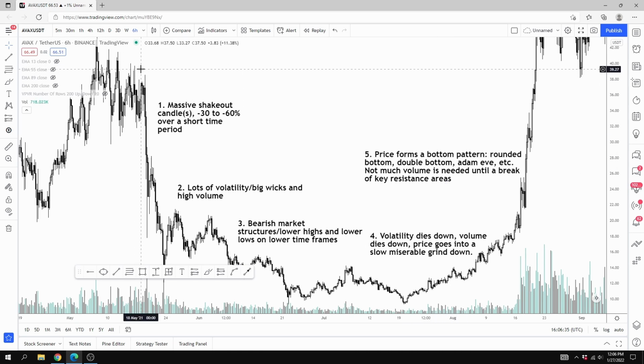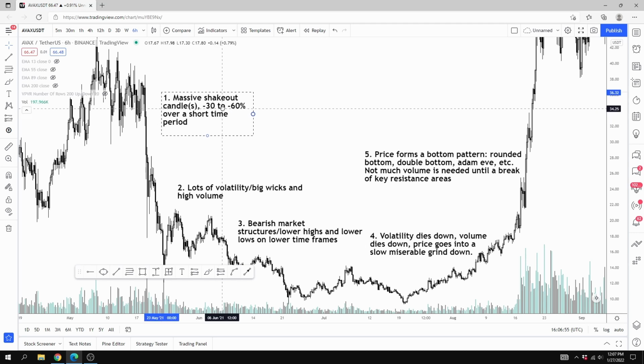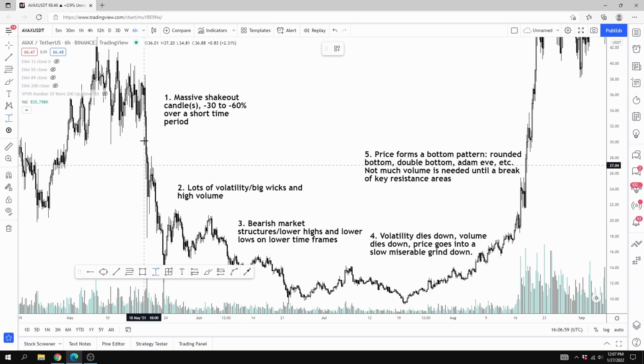So this is a chart of AVAX USD on the 6-hour. What you're first looking for is a market nuke, and altcoins are obviously higher beta than Bitcoin and will move very, very hard relative to Bitcoin. Like if Bitcoin's going to experience a 30% move, altcoins will often experience double that. Not always, of course.